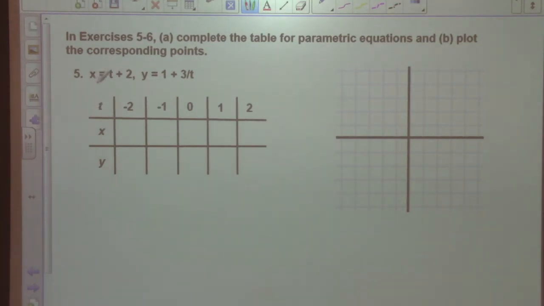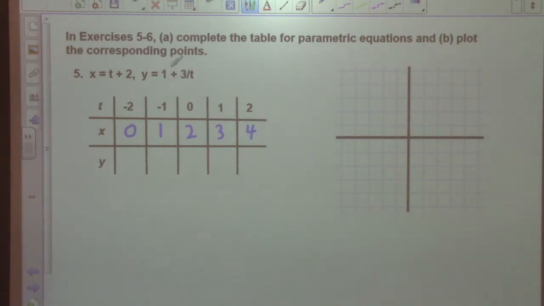You have x equals t plus 2. And so right here, if we take x equals negative 2 plus 2, what's negative 2 plus 2? 0. So that's 0. If we put in negative 1, negative 1 plus 2 is 1. And then 0 plus 2 is going to be 2. And so you have a pattern, right? 3 and 4. So these are our x coordinates.